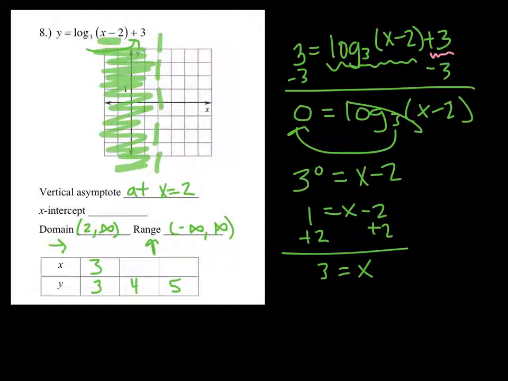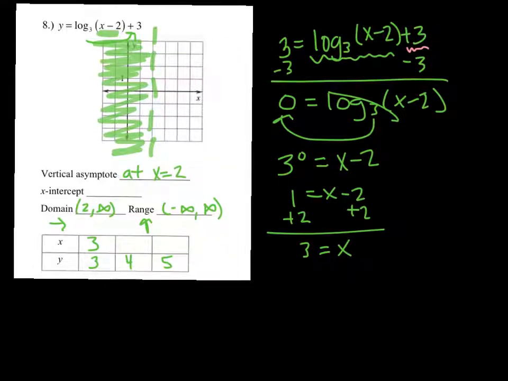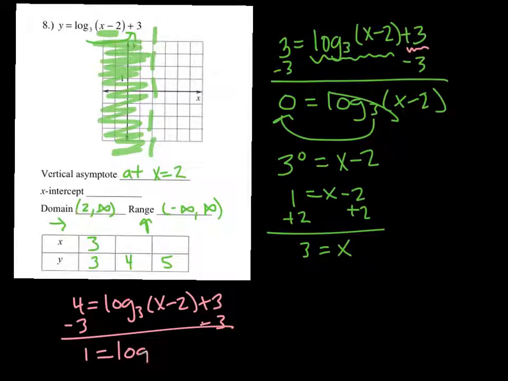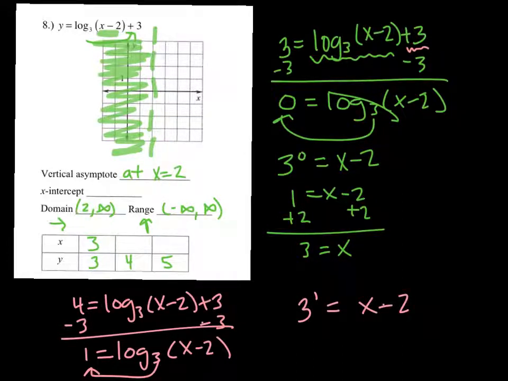Okay, we'll try 4 now. So 4 equals log base 3 of x minus 2 plus 3. Again, when you subtract that 3, that gives you 1. So when you undo that log, it becomes 3 to the first power. So it keeps your numbers small. Equals x minus 2 because your log is now gone. Add the 2 over. So 3 plus 2 is 5.